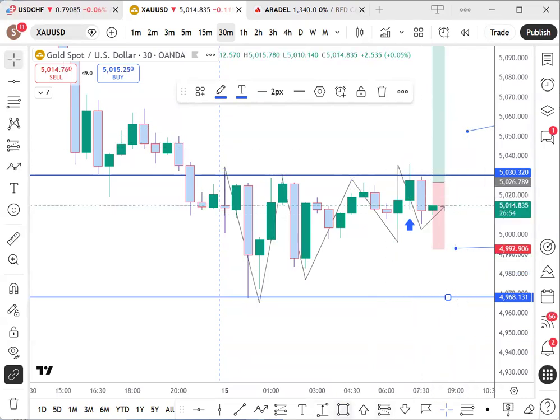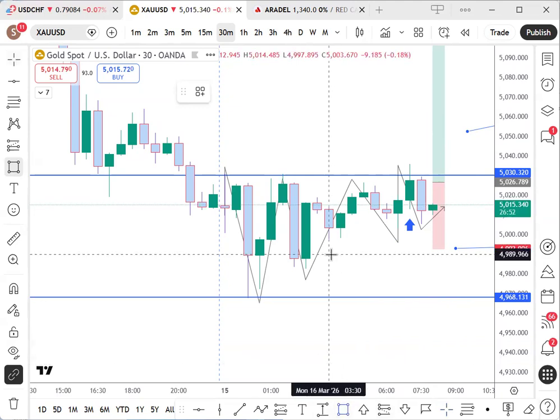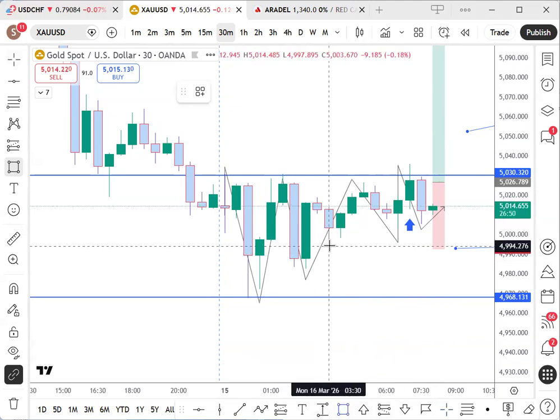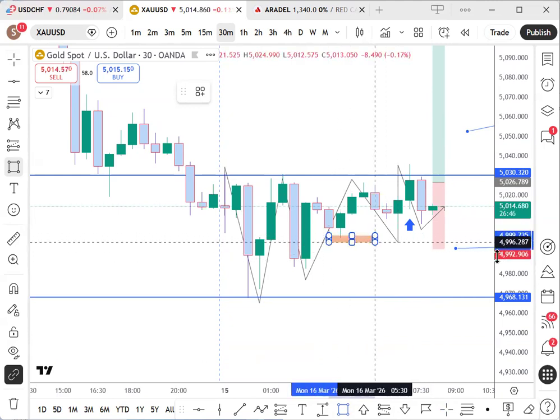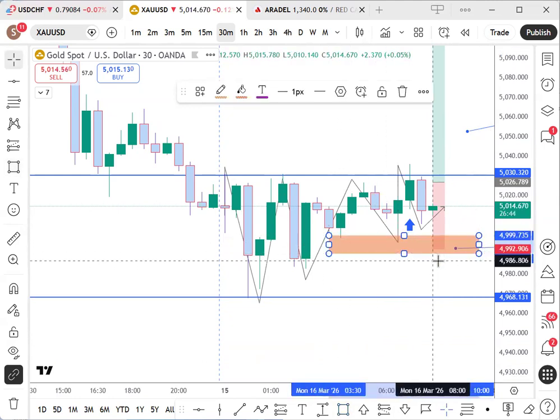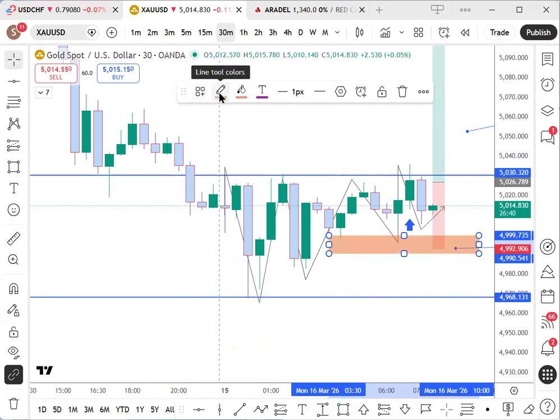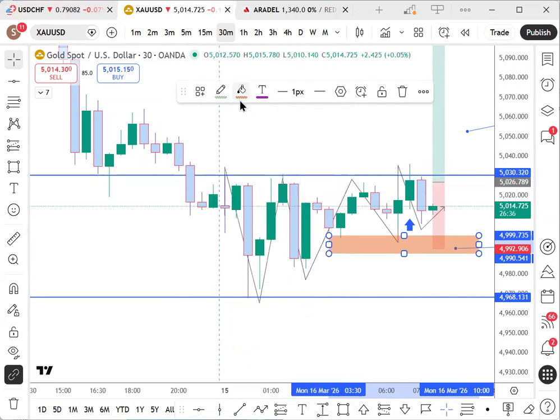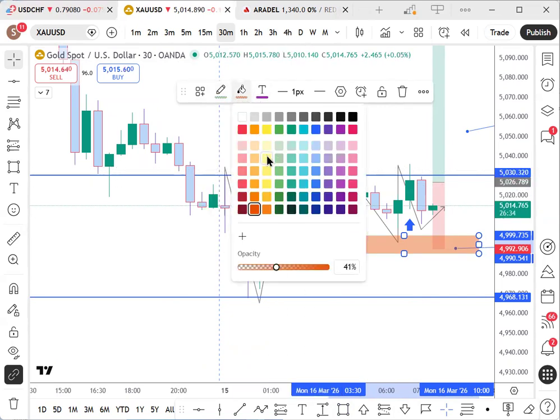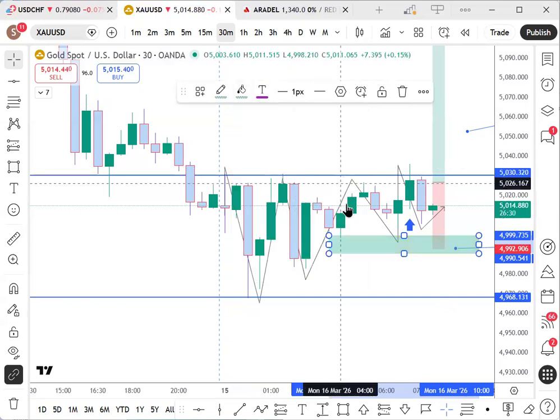Or if we now mark this lower zone here, you see it came here and bounced off, came back again, and bounced off. So potentially this zone here. I don't like that color, let me change it. I think I had a light blue before. Okay, I like that.